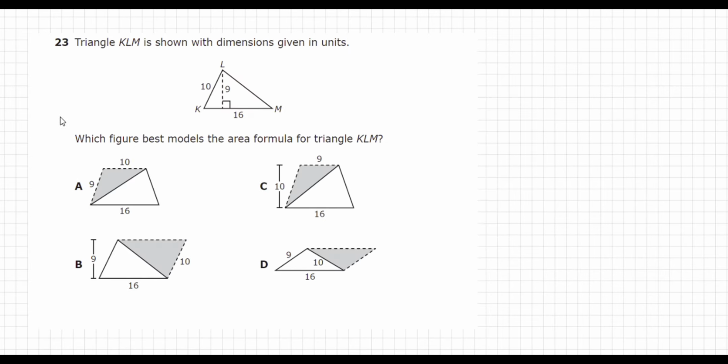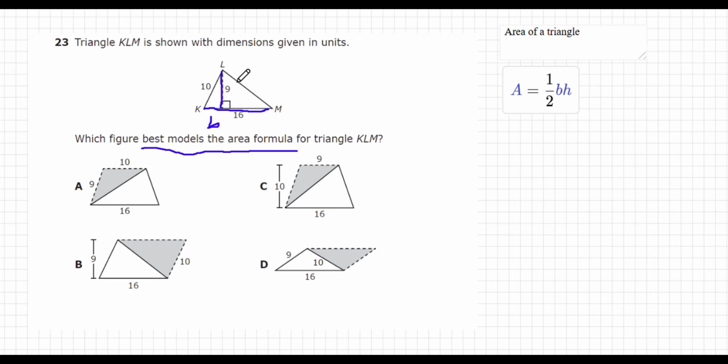Question number 23. Triangle KLM is shown with dimensions given in units. Which figure best models the area formula for triangle KLM? Area of a triangle equals 1/2 of base times height. Substitute the base with 16 and the height with 9 into the formula. We have A equals 1/2 times 16 times 9.